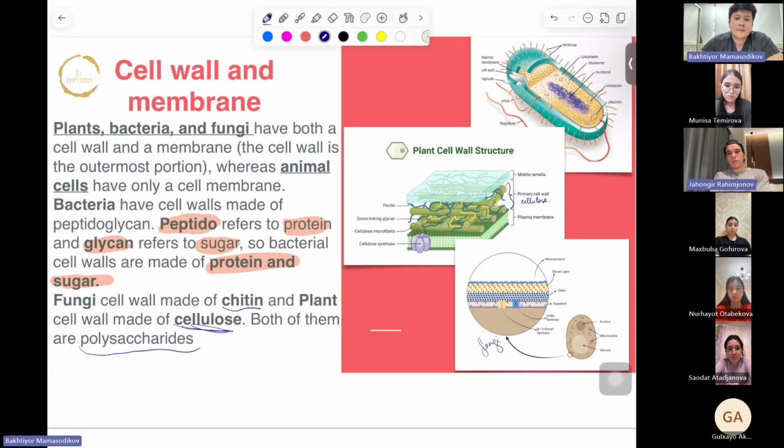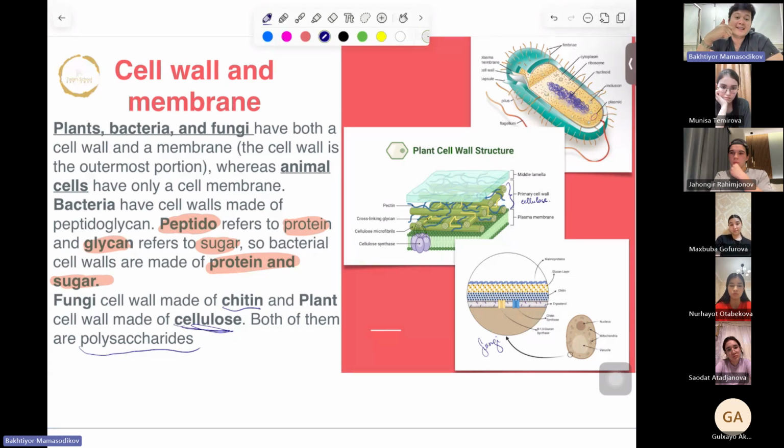Yes. Good point. Mahbuba, what do you think? It's also false, because animals and people have only a cell membrane. Yes, in animal cells, we have only a cell membrane.